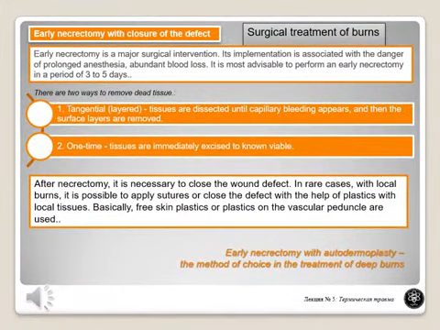So, early necrectomy is a major surgical intervention. Its implementation is fraught with the danger of prolonged anesthesia with profuse bleeding, and it is most advisable to apply early necrectomy somewhere within 3-5 days, that is, when we guarantee the absence of burn shock and have stable hemodynamics. There are two ways to remove dead tissue: tangential, when the tissues are dissected in layers until the appearance of capillary bleeding and each time the superficial ones are removed.